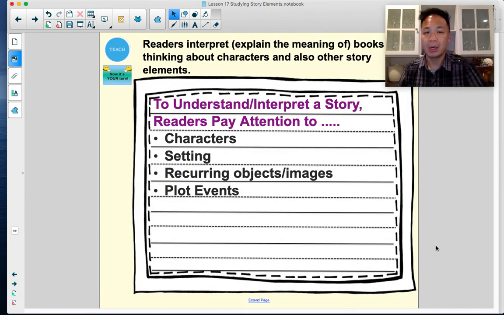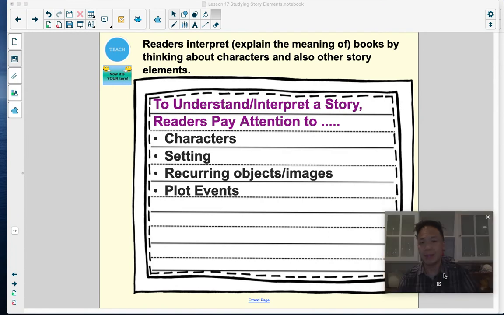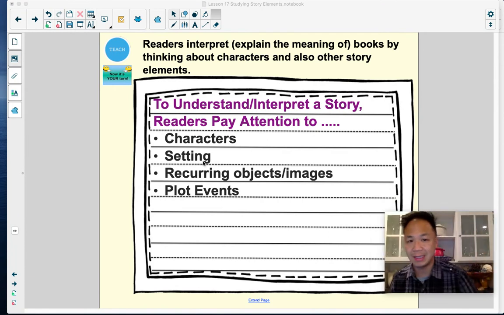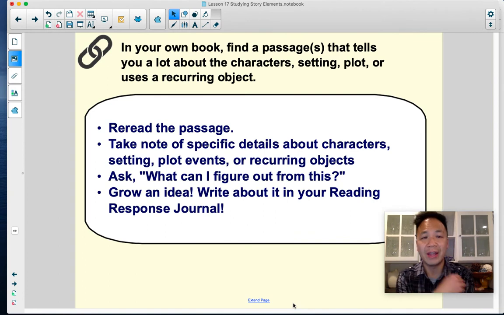So remember, when we interpret or explain the meaning of books, we think about the characters and other story elements like the setting and the recurring objects or images and things that happen in the plot. So you should try that today. In your own book, find a passage that tells you a lot about the characters or the setting or the plot or uses a recurring object. That way you know that one is a really information-rich area. Your author is going to do that for you. You just got to find it.